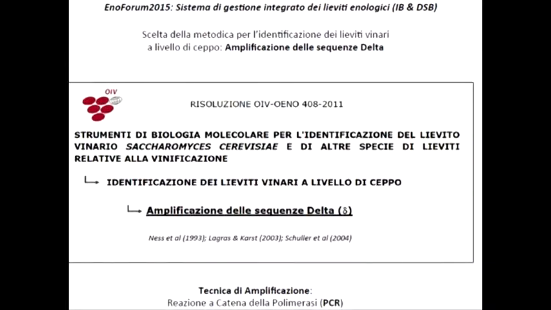Initially, we had to choose a way to identify the strains. To do so, we actually referred to the organization which is the reference for this, which is OIV. Specifically, we decided to select the amplification of delta sequences in order to discriminate and identify strains. We talk about Cerevisiae. In this procedure, you have amplification of delta sequences.